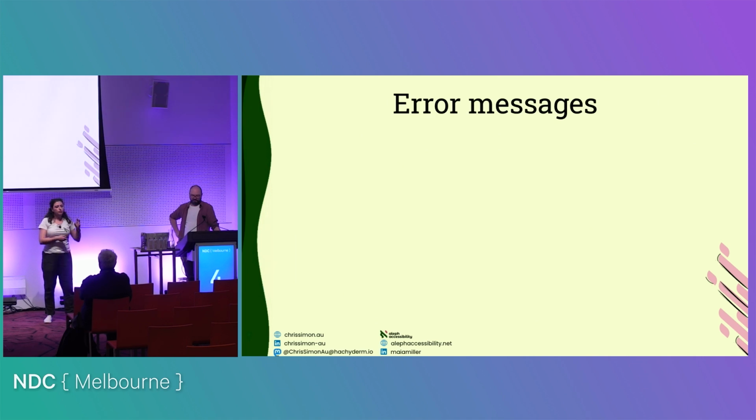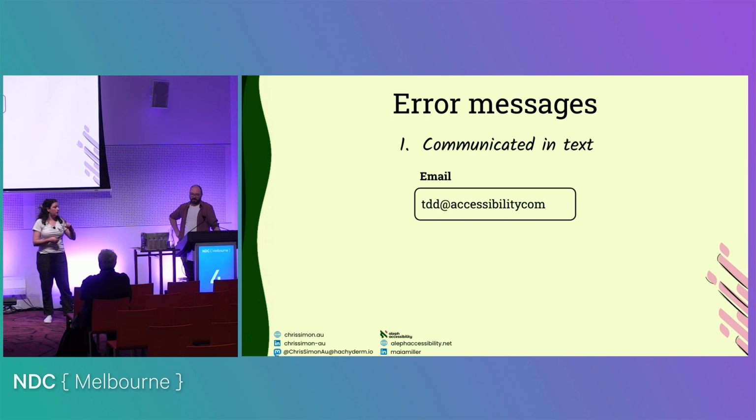So error messages, we want two things when it comes to error messages, because they're really, really important. So the first is that we want to communicate it in text, because text everybody can perceive, whether you're able to see or not see, whether you're able to see color or not, whether you have low vision, some vision, whatever it is, text everybody can interpret. So we want to make sure that it's always in text.